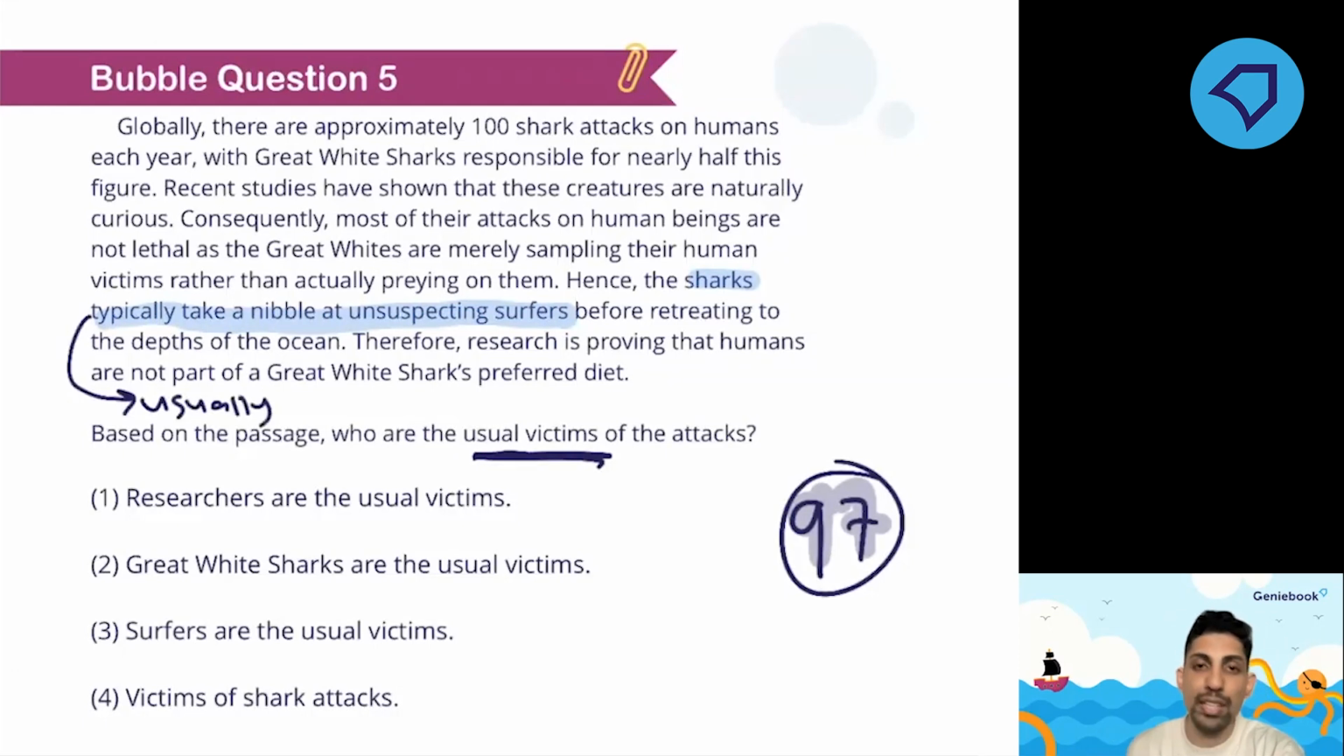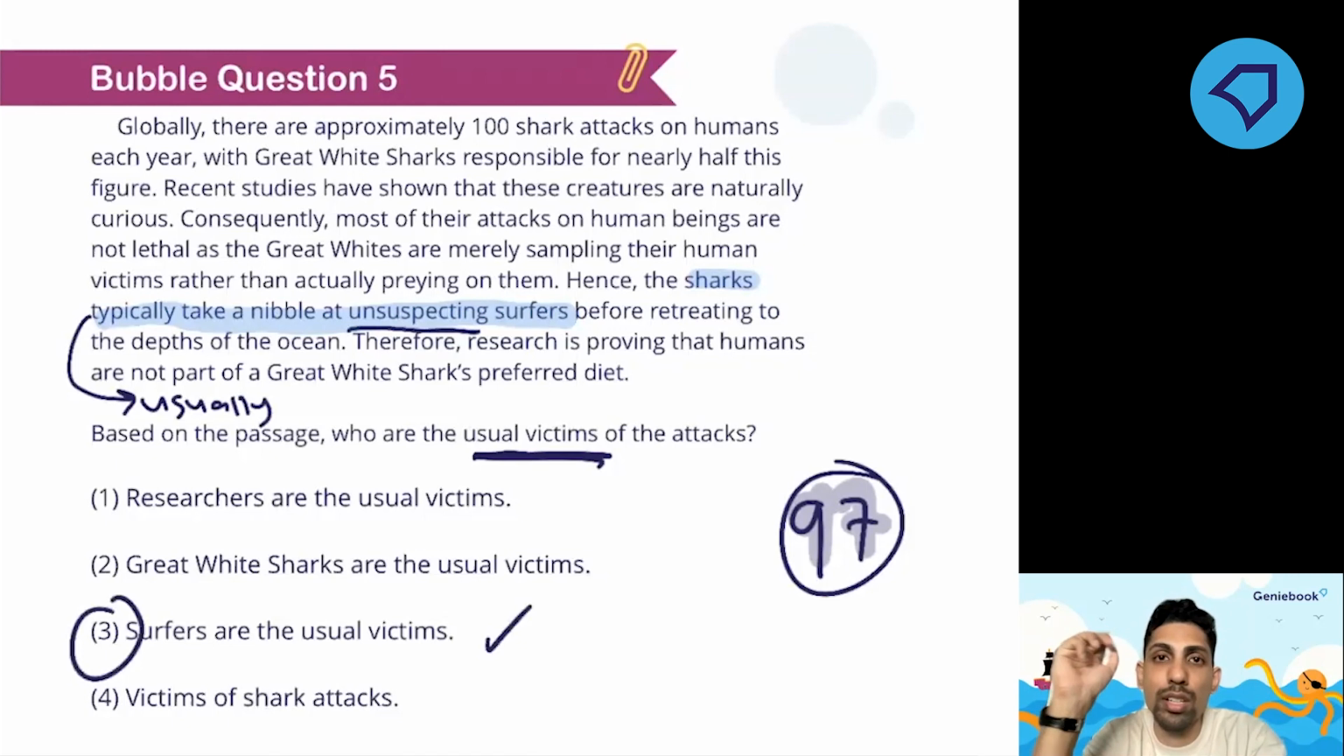Unsuspecting surfers. Unsuspecting means the surfers are clueless. They have no idea. They don't expect an attack. They don't know what's going to happen. So the answer is number three, surfers. Number one, it's not stated in the passage, but also not quite logical. Researchers go and study something, right? So obviously, if a researcher is going to study great white sharks, don't you think they will be prepared and alert and not just keep getting eaten? Right? So number one is wrong.